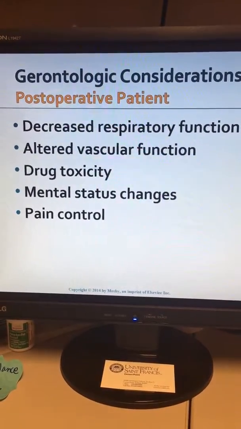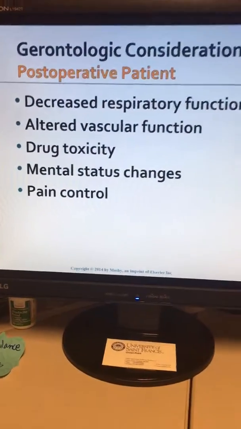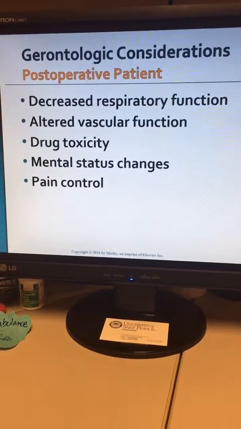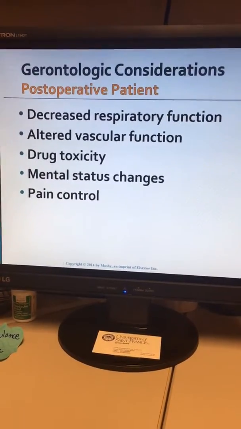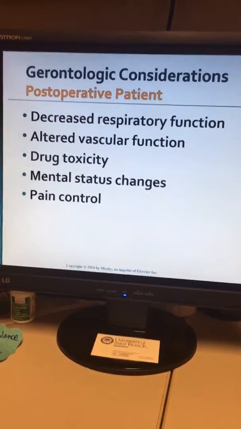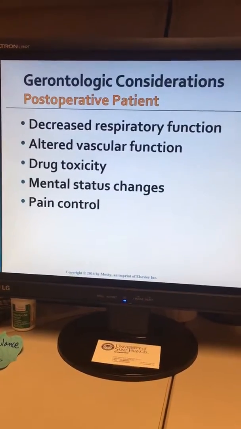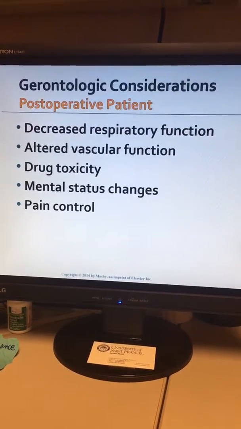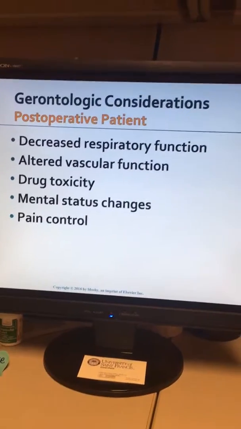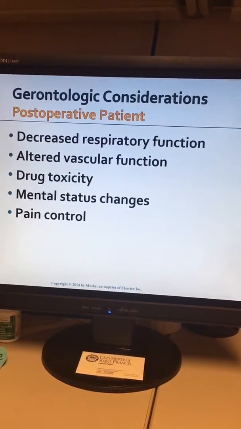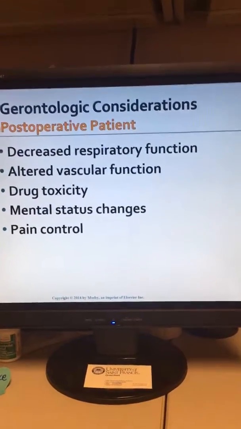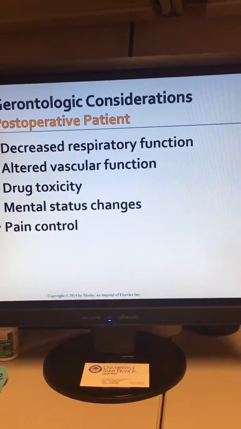The elderly patients have decreased respiratory function, so their lungs are not able to expand like they should. Their blood pressure is not as stable as it used to be. Their glomerular filtration rate is lower, so they don't process drugs like they used to. Drugs can have a different effect on their mental status. Pain control is a myth. As you get older, you do not have increased pain control. Your pain control is essentially the same as it was, no matter how old you are. So that is a myth, that the elderly have increased pain control.